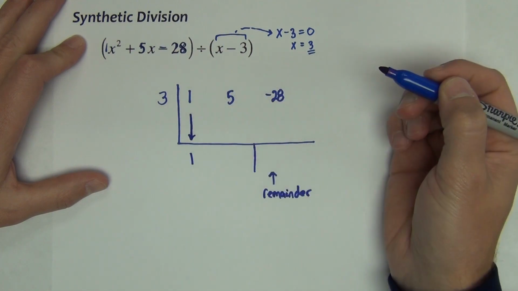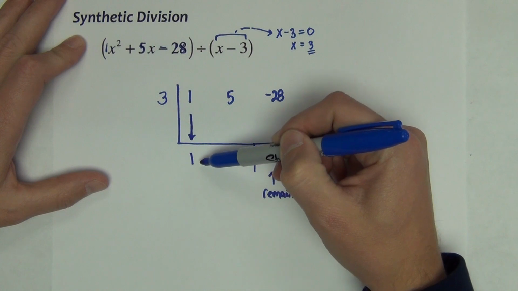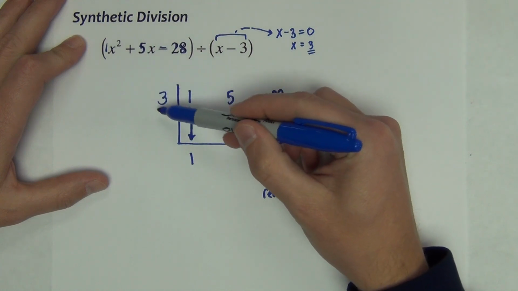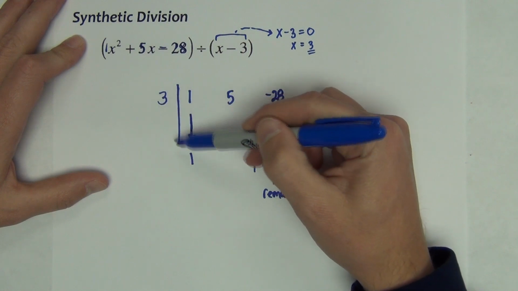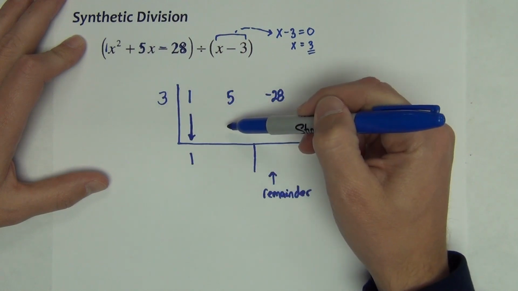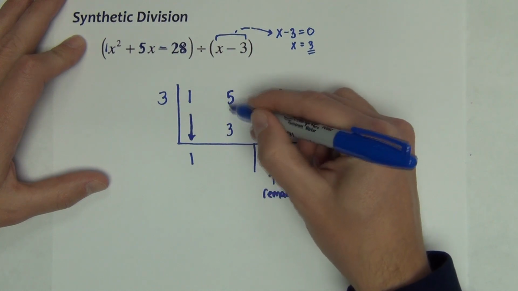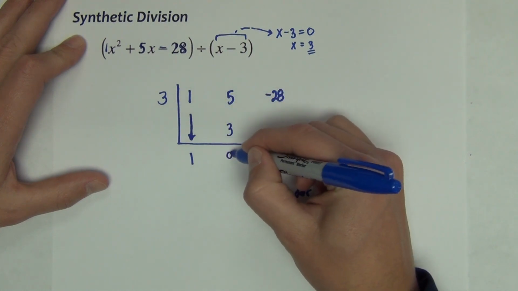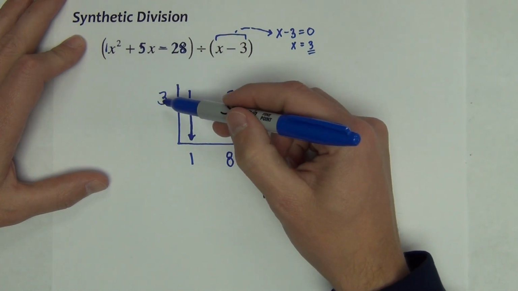So we just copy that below the bar. And then anything that's below the bar down here will multiply what's in front. So 1 times 3 is 3, and we're going to put that 3 in the next spot, which is underneath the 5. We're going to add these numbers together. We get 8.